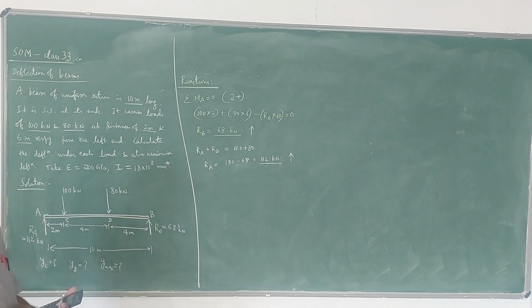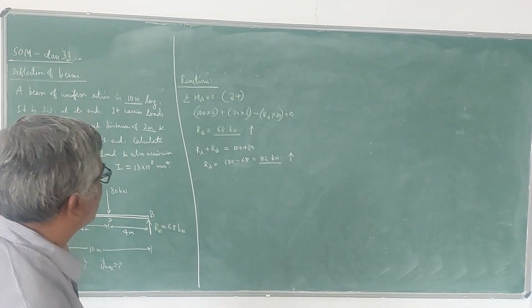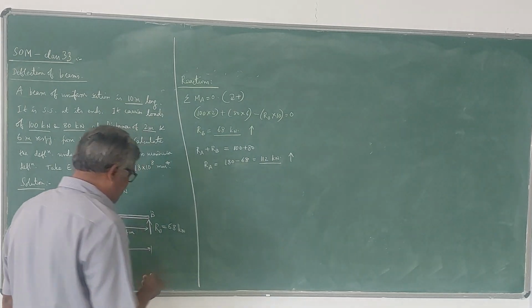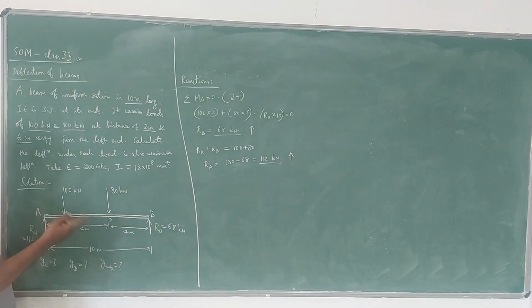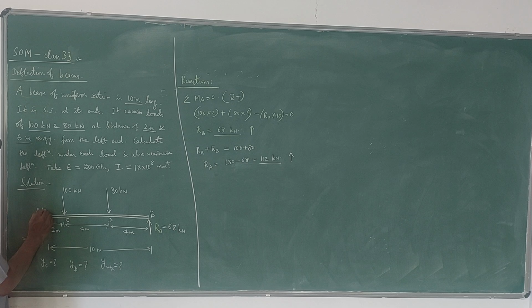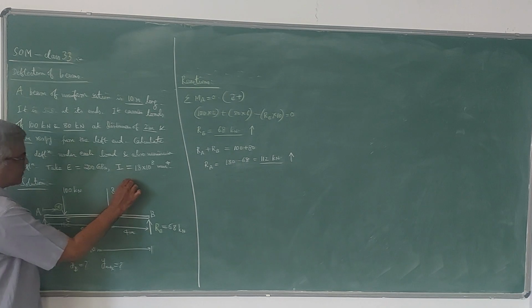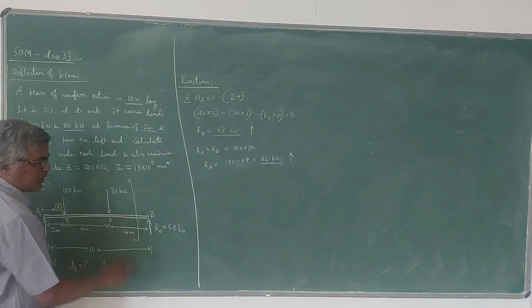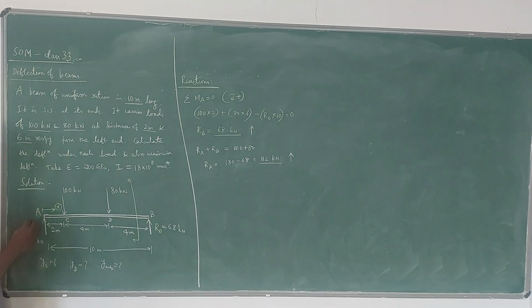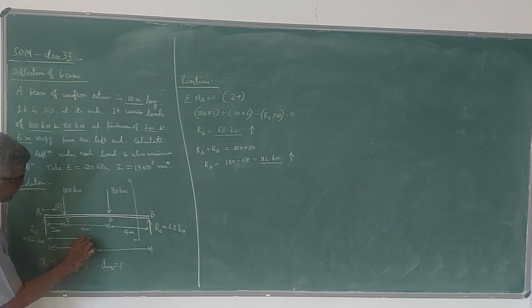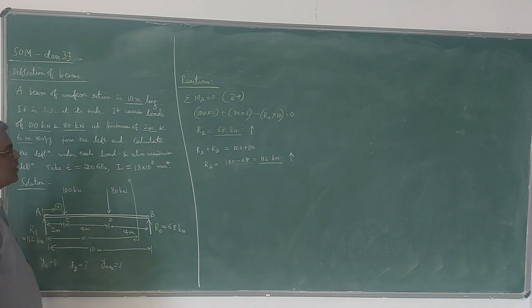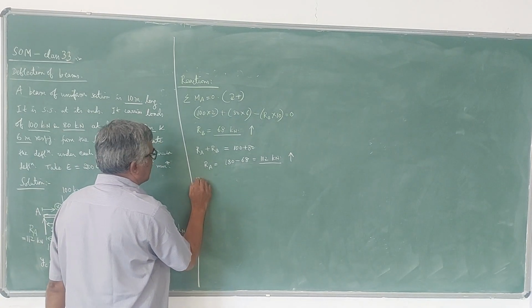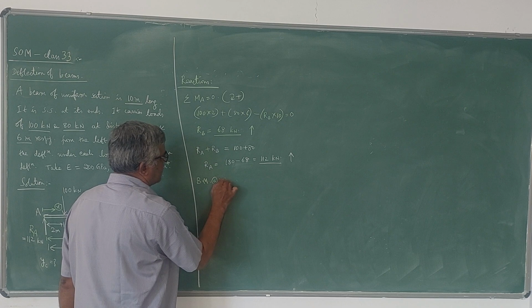Once you find the reactions, now let us adopt the Macaulay's method. According to Macaulay's method, we have to consider a section at the farthest region from the left support. As I already told, X is measured from the left hand. So I will consider DB as the farthest portion. AC, CD, DB are the portions. I will consider section XX at a distance X from A. So this distance is X. Now let me write the bending moment expression at XX, which is Mx.